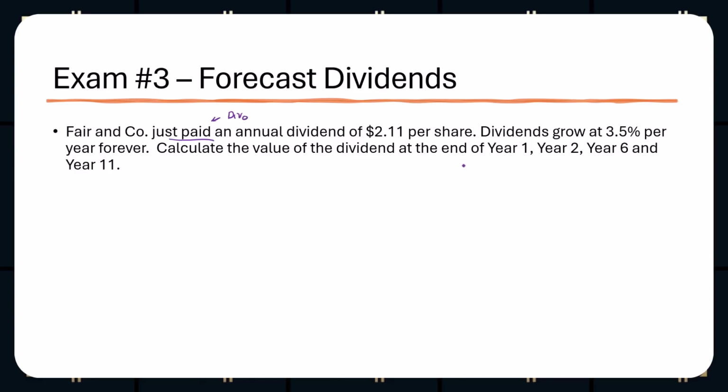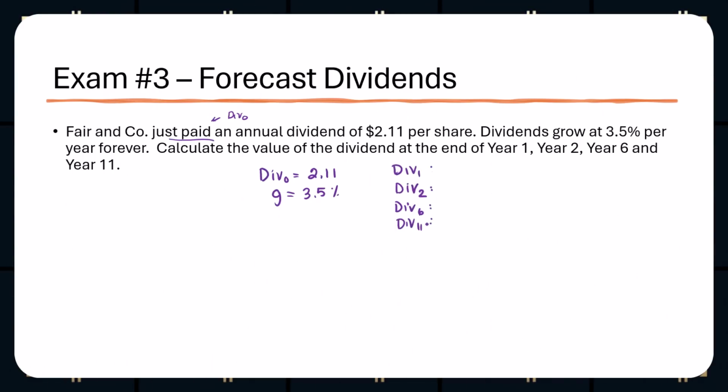Calculate the value of the dividend at the end of year 1, the end of year 2, the end of year 6, and the end of year 11. Again, the words "just paid" are very important to us because that tells us that that is our dividend that was just paid today. That is our Div 0. They give us the forever growth rate of 3.5%, and we'll go ahead and set this up.